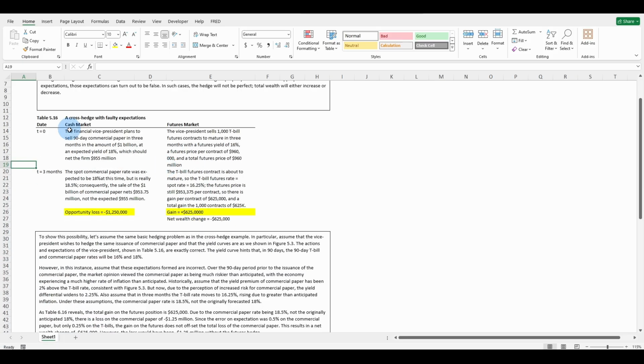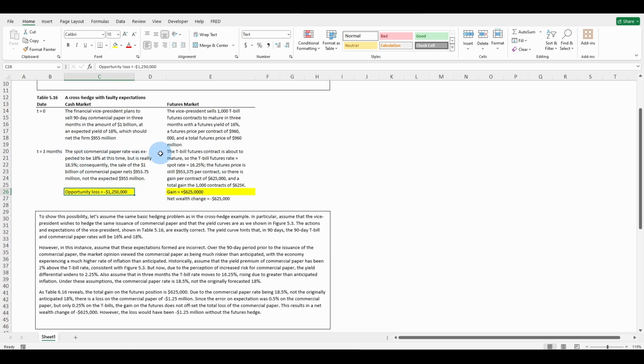So here we have this VP plans to sell 90-day commercial paper in 3 months in the amount of $1 billion at an expected yield of 18%, which should net the firm $955 million. The VP sells 1,000 T-bill futures in 3 months with a future yield of 16%, a futures contract price of $960 and a total futures price of $960 million. The spot commercial rate was expected to be 18% at the time, but is really 18.5%. Consequently, the sale of the $1 billion of commercial paper nets $953.75 million, not the expected $955 million.